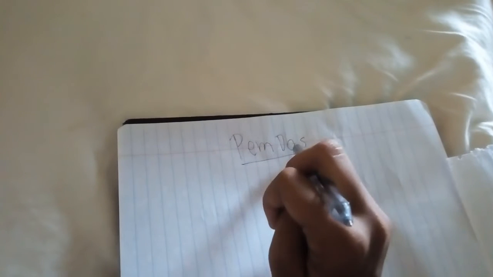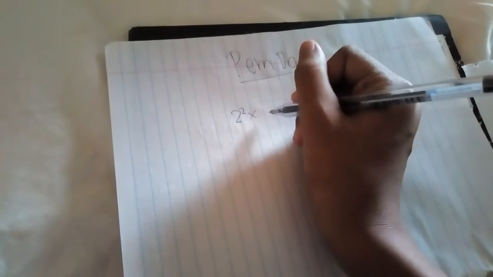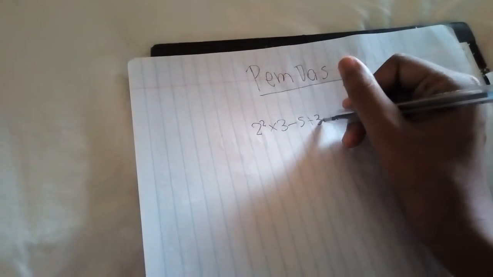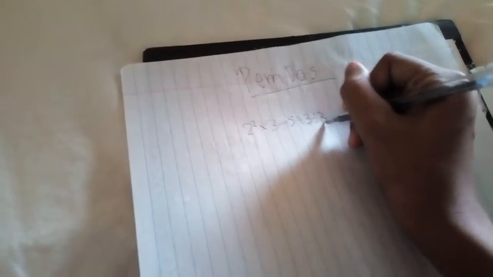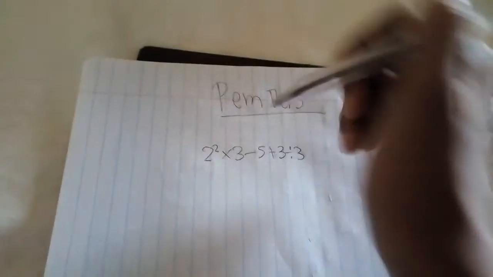If you look at PEMDAS, you're probably thinking that you always have to start with the multiplication before the division. No, you do it the way it comes. So let me give you another example. If I put 2 squared, multiplied by 3, subtracted by 5, plus 3, divided by 3. Now, there's no parentheses, so you don't have to do that.